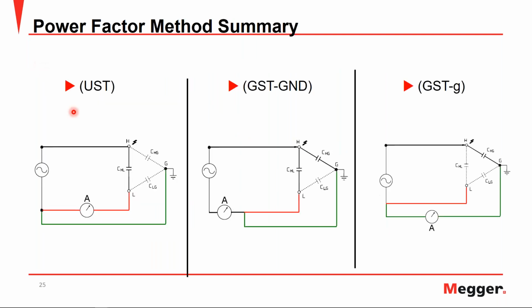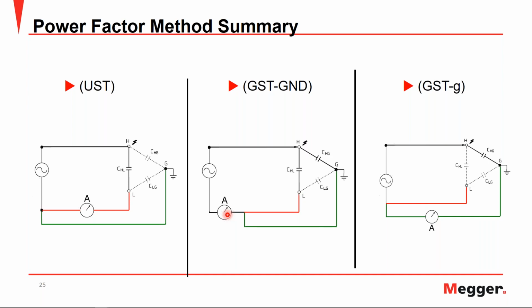So here on the left-hand side, you have your ungrounded specimen test. So we have our applied voltage on our high side, and we can see that the ammeter is from our high to low. So here we have the measurement on our high to low insulation. If we look at the GST ground, we see that the applied voltage is still on the high side, but this time both our ground and our measurement leads go through our ammeter, and that means that we are measuring both the high to low insulation as well as the high to ground insulation with this method.